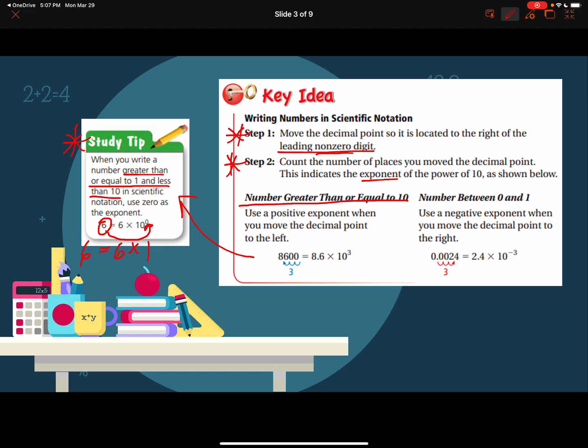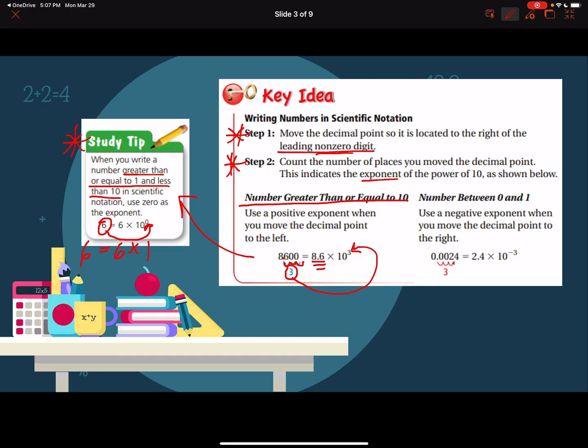So I'm going to place the decimal between the 8 and the 6 so that it fits the criteria greater than or equal to 1 and less than 10. That way I know 8 6/10 or 8.6 fits the criteria. Then I need to count that number of spaces because that value becomes my exponent for my power of 10.